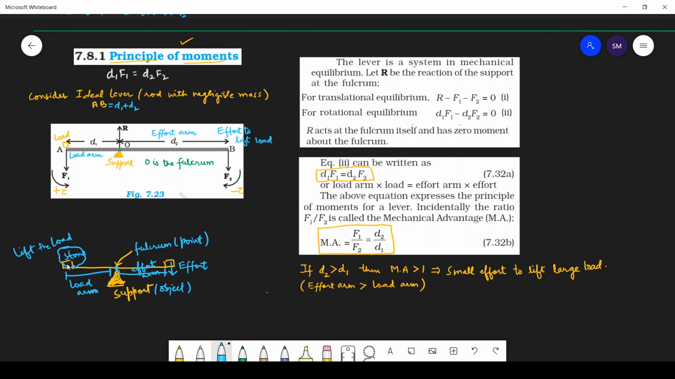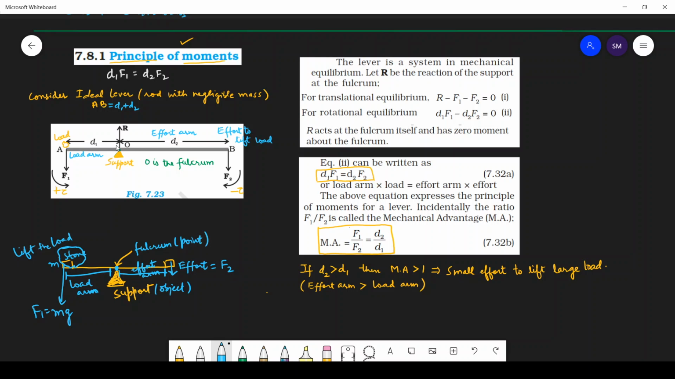So D1 and D2 you have understood. Suppose this stone has mass M. So what is the force acting downward? That is mg. So the force at D1 is F1, and the other force is the effort that you are putting in. You are applying a downward force so that the load will go up. Your effort must be greater, then only the load will be picked up. So the effort is considered as F2.